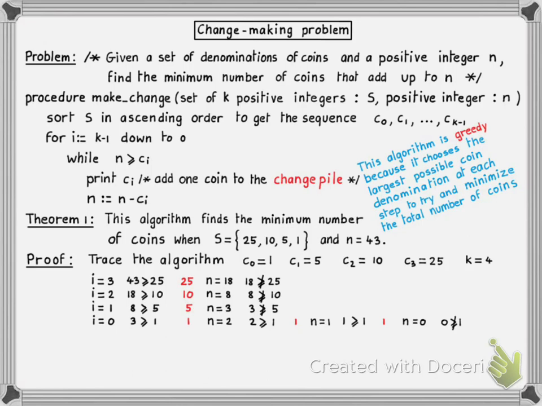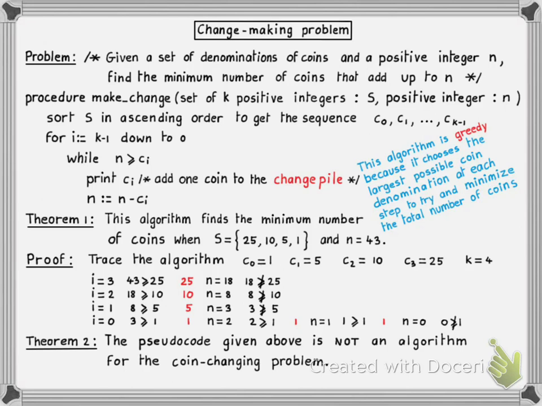Okay, so if you worked hard enough on tracing this algorithm, you should have noticed that actually it does not work in all cases. And that is the statement of the following theorem. Now remember that one property of an algorithm is that it produces a correct answer for every possible problem instance. Well, the reason the pseudocode given above is not an algorithm for that problem is because it actually does not give the correct answer for every possible set of inputs.